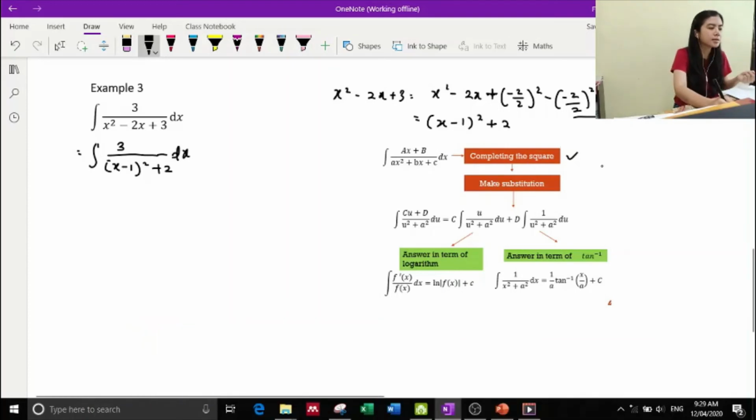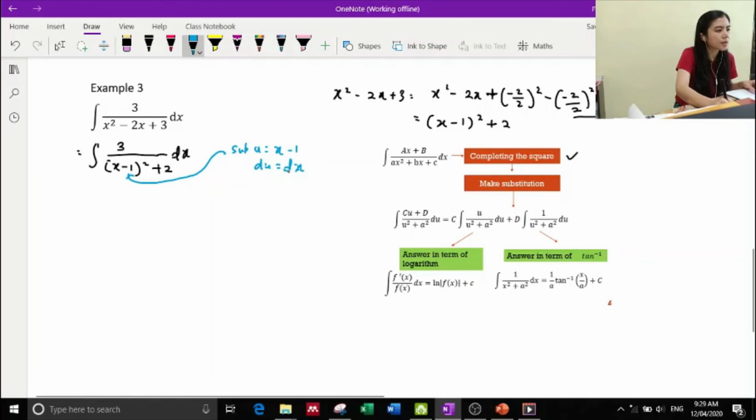Now the next step is we're going to do the substitution in order to solve it. How to do the substitution? The substitution step is actually very direct. Just take whatever is in the bracket to do the substitution. We sub the u as x minus 1, and you have the du that is equal to dx.